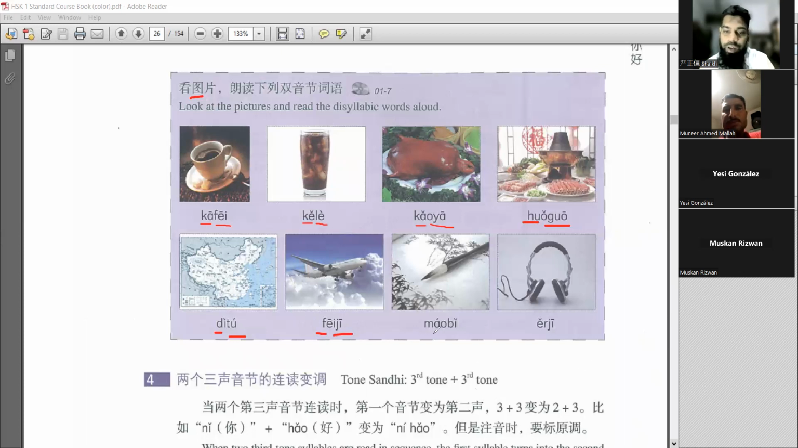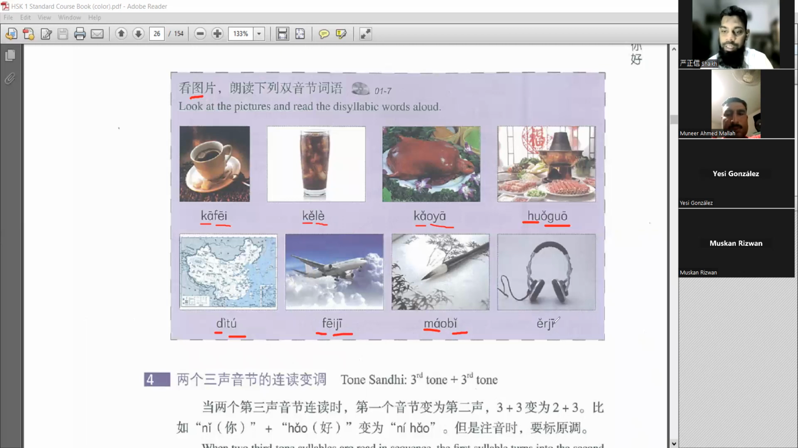And then we have Maobi. Maobi means a pencil, or a brush, like a brush which has some hairs. Maobi means a brush.